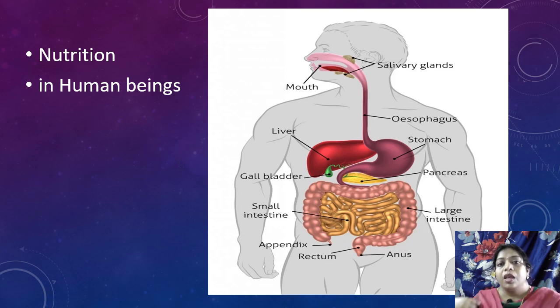Of course, the digestive process can be divided under 4 heads. The first part is ingestion. The taking in of food is called ingestion. Next, the food you take in is in the form of a complex substance. This complex substance will be broken down into simpler forms, and that is called digestion.